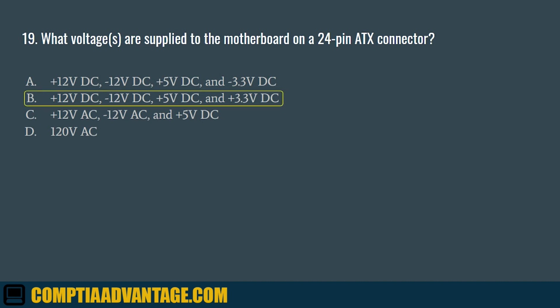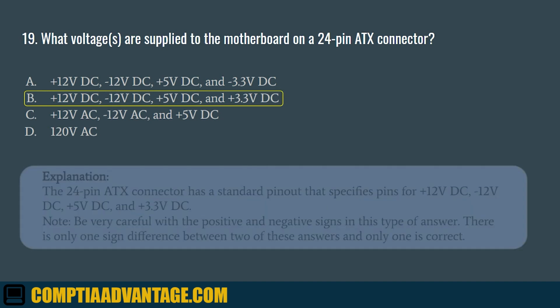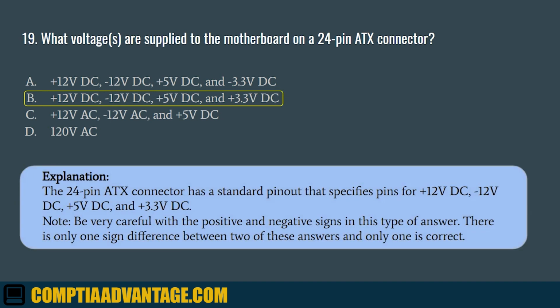Plus 12 volt DC, minus 12 volt DC, plus 5 volt DC, and plus 3.3 volt DC. The 24-pin ATX connector has a standard printout that specifies pins for plus 12 volt DC, minus 12 volt DC, plus 5 volt DC, and plus 3.3 volt DC. Note, be very careful with the positive and negative signs in this type of answer. There is only one sign difference between two of these answers, and only one is correct.